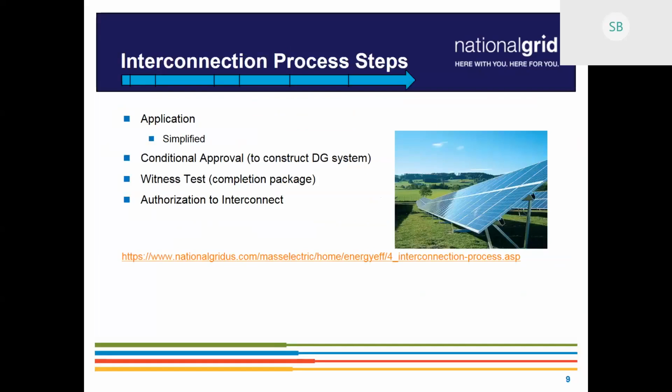There are 4 basic steps to a simplified application: submitting your application through our portal, and then once we receive that application and the documentation with it, we review the documentation. So long as everything's there, it's approved. There's the conditional approval email sent. Once the system is constructed, we review completion documents, and then you get your authority to interconnect. So it is, again, a simple process.